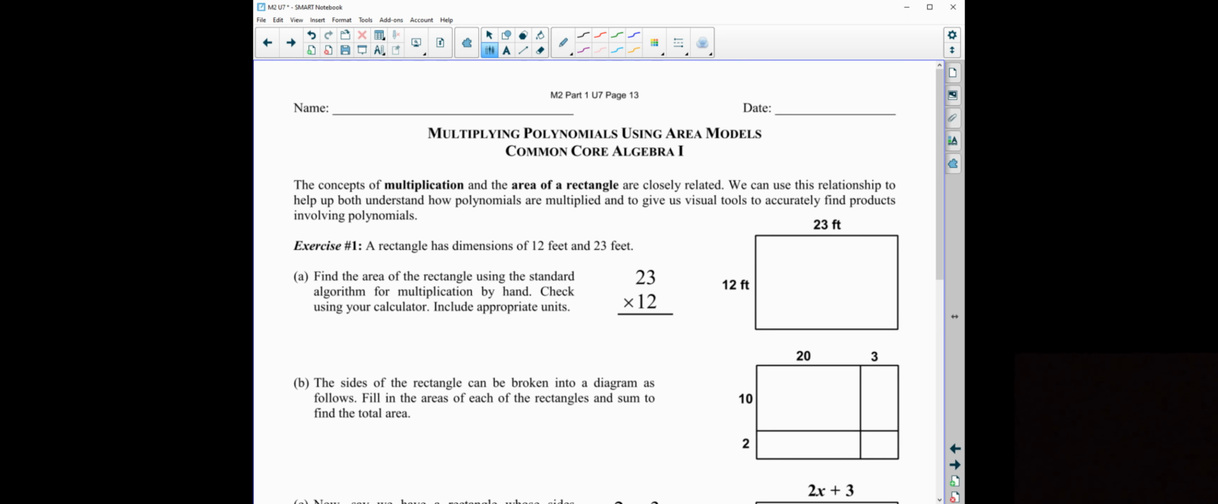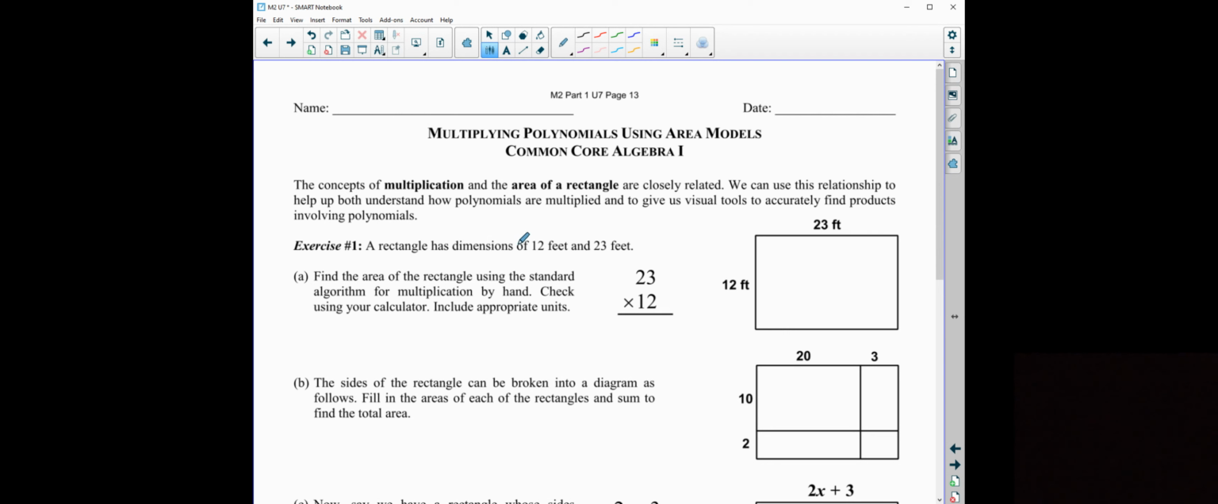I want to make a quick video demonstrating a topic that comes out of eMathInstruction Algebra 1, Unit 7, which is about polynomials. There's an optional topic called multiplying polynomials using area models. And I want to walk through that. There's no video lesson out there, but I want to make this in case you need it. This is what it looks like.